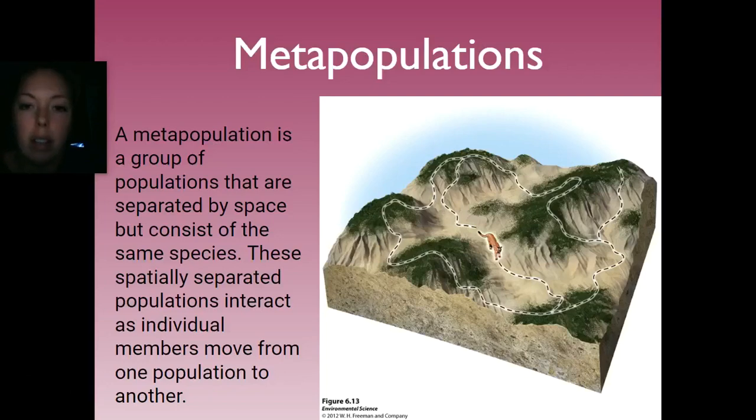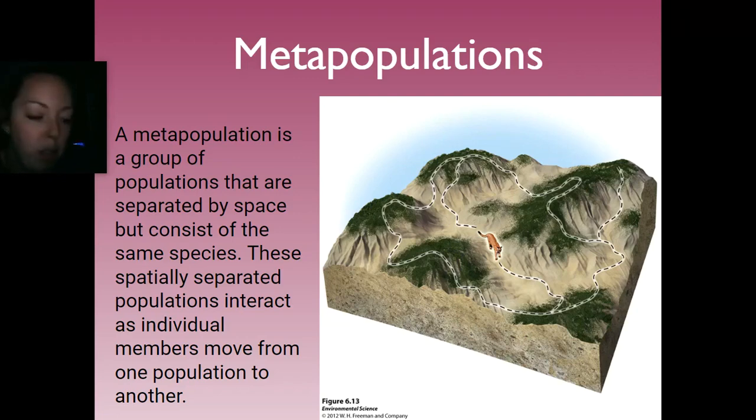Here's your last slide for today. This is all about metapopulations. A metapopulation is a group of populations that are separated by space but consist of the same species. These spatially separated populations interact as individual members move from one population to another. A really good example is cougar populations. There are lots of different pockets of cougars living around the southwestern United States, and they're considered to be in different populations, but they're all the same species. All of those populations combined, we call a metapopulation.